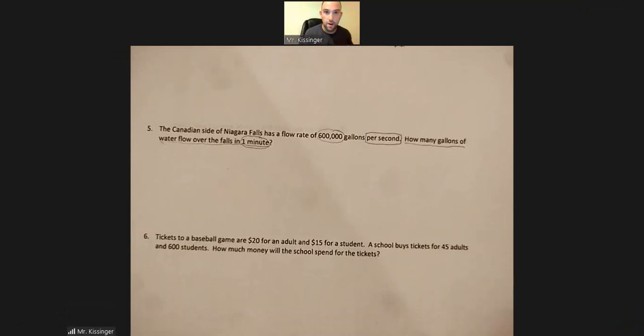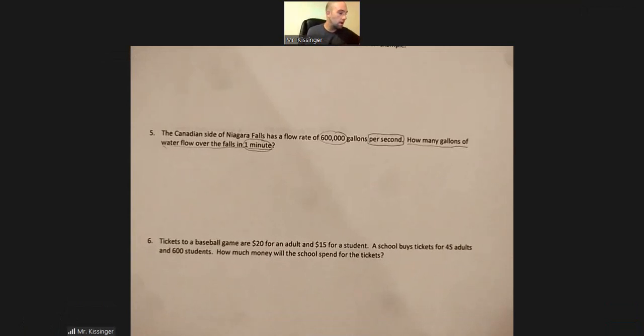All right, now let's try a word problem. So this is the Canadian side of Niagara Falls has a flow rate of 600,000 gallons per second. How many gallons of water flow over the falls in 1 minute? So I've gone ahead and I've circled my numbers, underlined our question, and I boxed in per second because that'll let us know that we need to multiply by the number of total seconds.